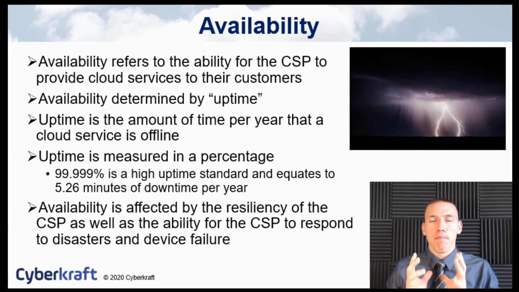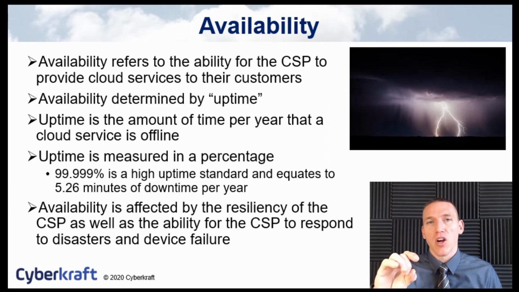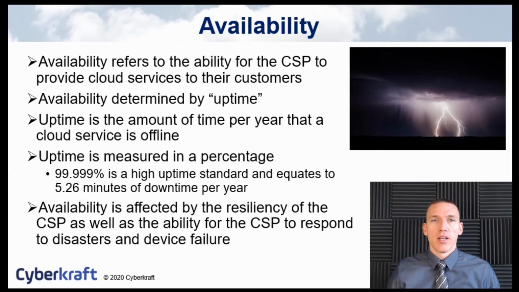Availability is the ability for the cloud service provider to provide their cloud services to the customer. This is also synonymous with uptime when it comes to cloud computing. And uptime is the amount of time per year that a cloud service provider can offer their services, or the amount of time per year that they are offline. So it's measured in the amount of time offline because it makes more sense to measure offline time than online time, because online time is much greater.